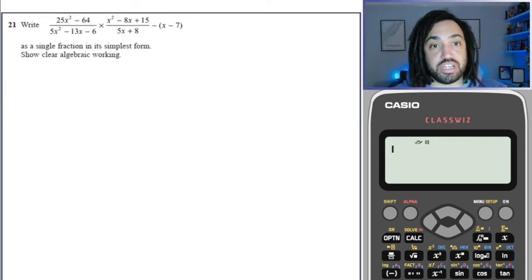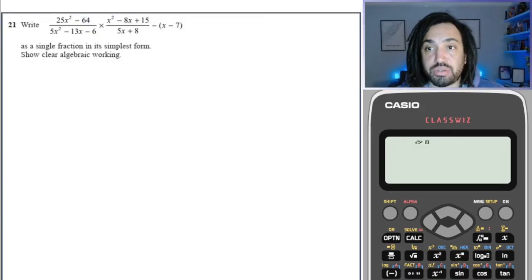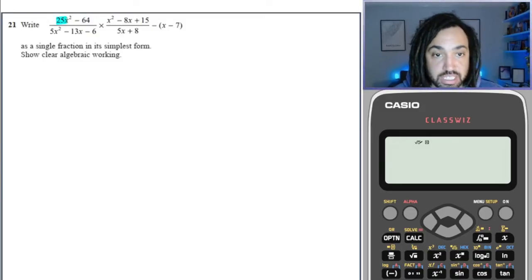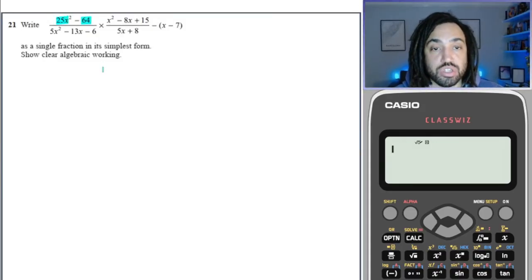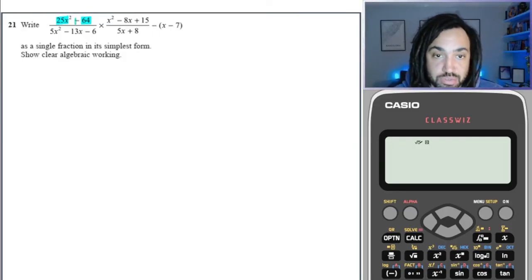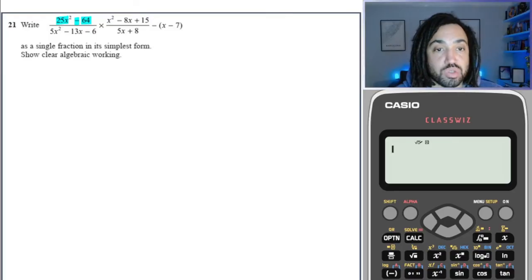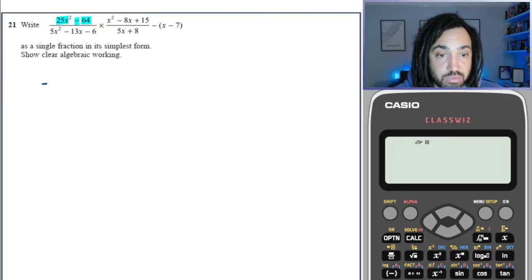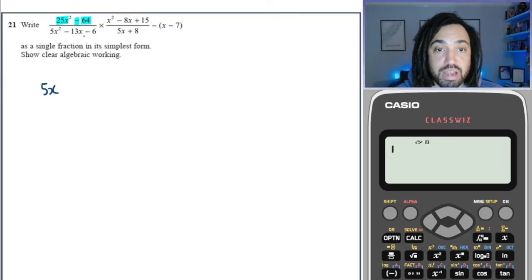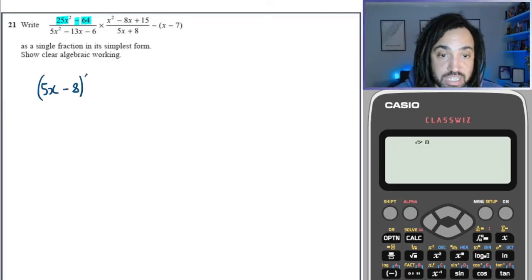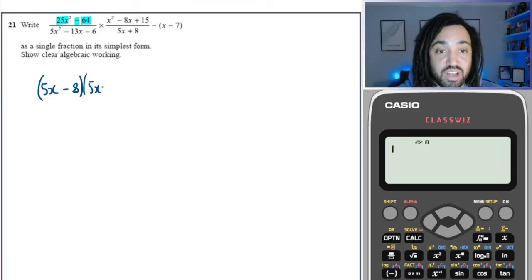Okay, the beast to finish. So the first thing we're going to do is factorise, because factorising is good. And we have got two squares here and the subtraction in between, which is difference of two squares. So I'm looking for the square root of 25x squared, which is 5x. And the square root of 64, which is 8. So by difference of two squares, this factorises to make 5x minus 8, 5x plus 8.